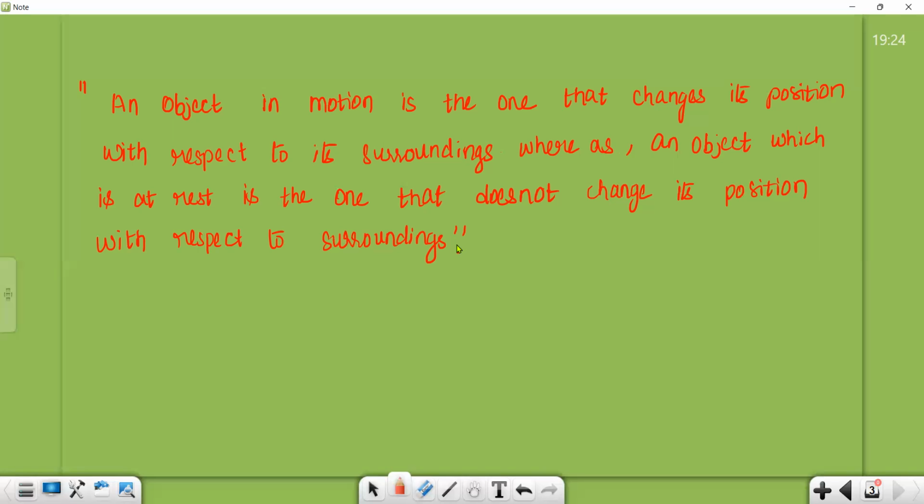Suppose the surroundings are constant, they won't move. Suppose I'm staying on a particular piece of land. If I was moving, it means I was changing my position, right? And if I was at rest, it means I'm not changing my position. That's what this point tells us. So everything we will compare with respect to the surroundings.